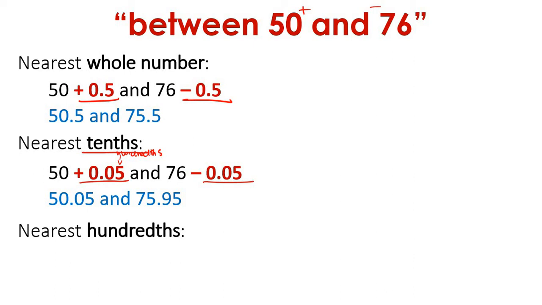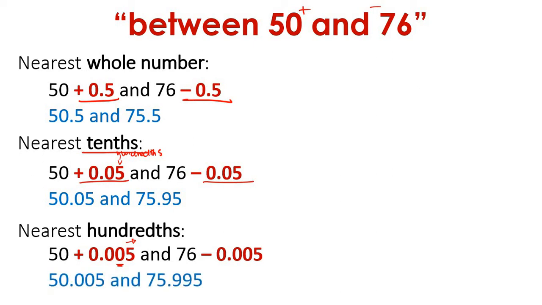What if we are tasked to round off to the nearest hundreds? We are again simply going to add a place value to the original default number we're adding or subtracting, 0.5. Since we want to round off to the nearest hundreds, which is this decimal place, we need another number to the right so that we can round off to the nearest hundreds. Hence, we add a 0 to add decimals and a place value. So that will be 0.005. We add 0.005 to the lower number and subtract it from the higher number. The values of x will now be 50.005 and 75.995.